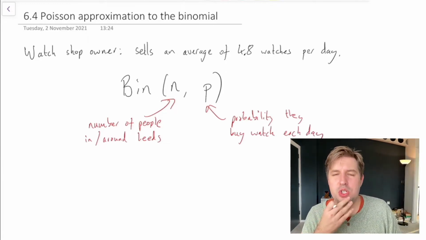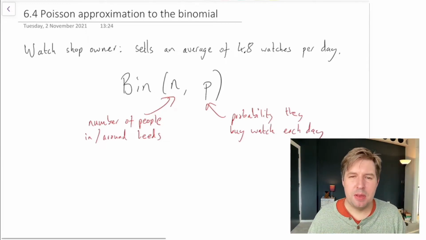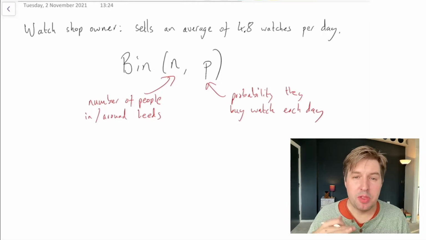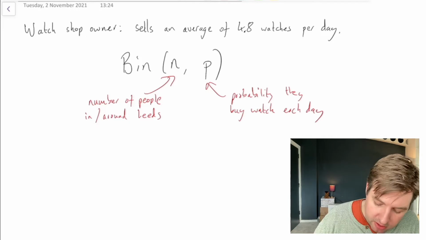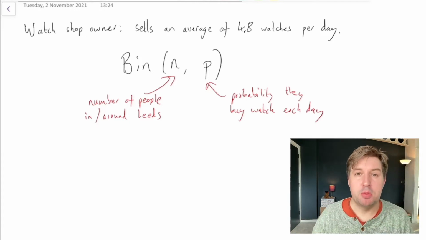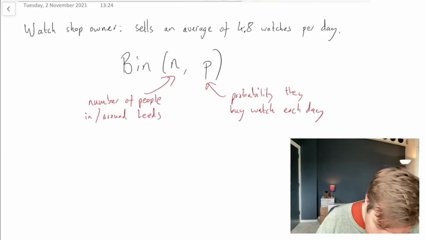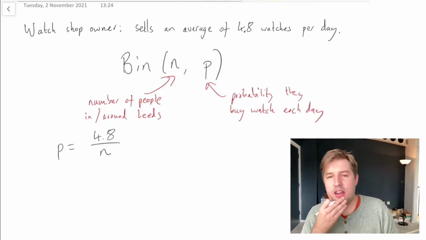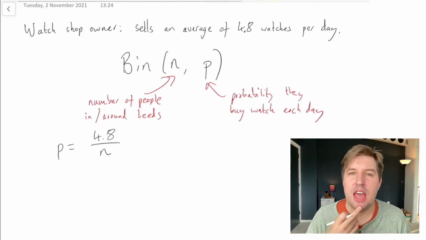So what should these numbers n and p actually be? Well, one thing I know is that I want the average to be 4.8. And we know that for a binomial distribution, the expectation is n times p. So that means that we'd have to take p equal to 4.8 over n, right? Because that would guarantee that the average number of watches I sell is indeed 4.8, the expectation of the binomial distribution.